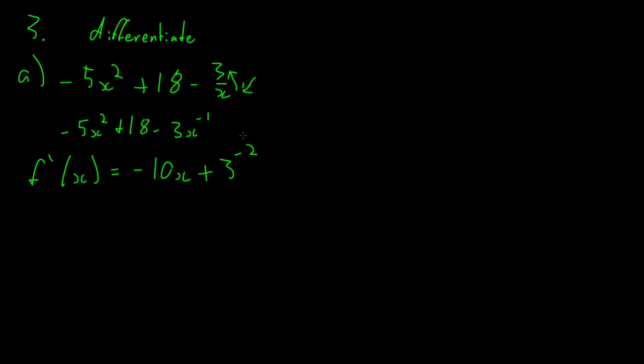And we're not going to leave this in negative indice form. We're going to put this to the bottom. So it's 3x to the power of minus 2. So I forgot that part. And then, therefore, the derivative equals minus 10x plus 3 on x squared, because we'll move that x to the bottom.